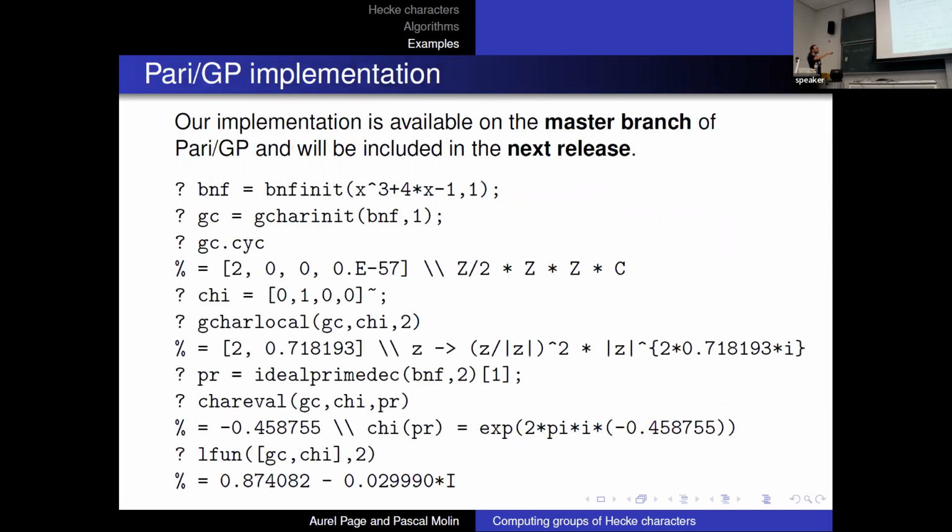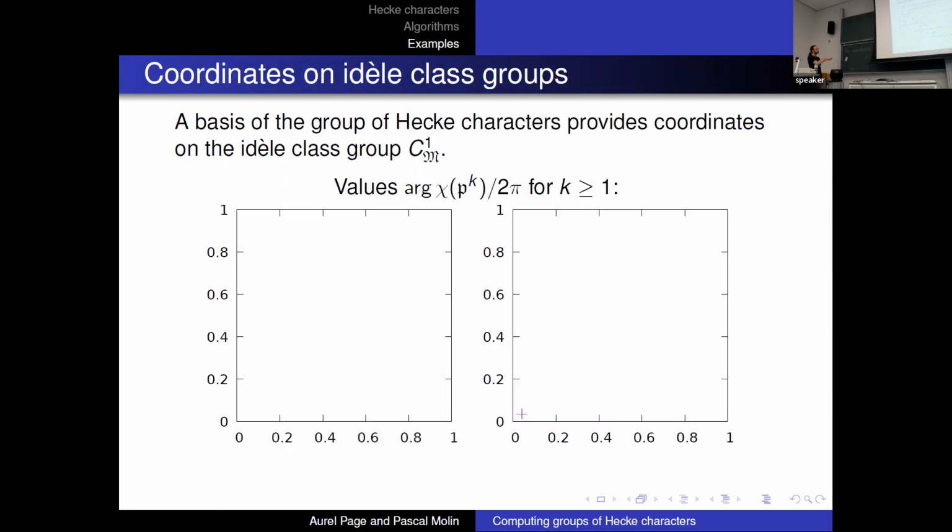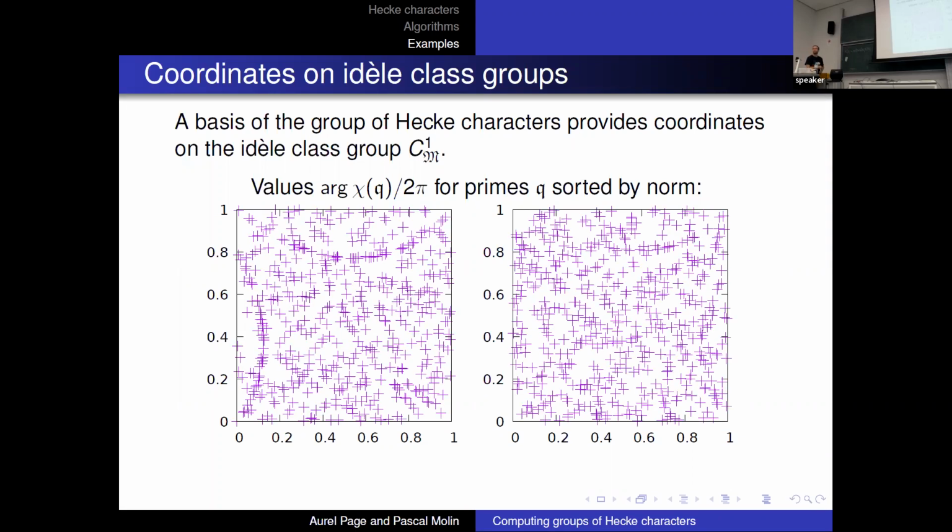this example where we had a class group isomorphic to Z mod 2Z. So we plot on the right or left depending on the value of the finite order character, and the values of the other characters are the x coordinate and the y coordinate. And if you plot values of primes sorted by norm, then as is well known, you'll get equidistribution in the idèle class group. You get points everywhere like this.